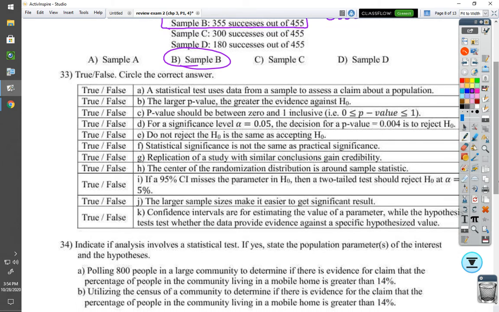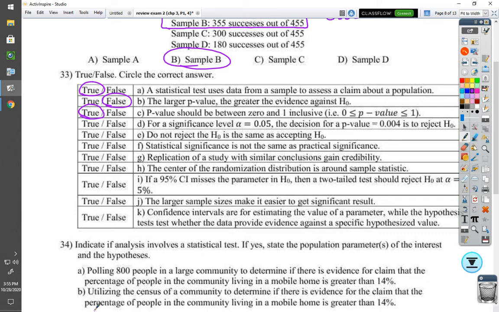A statistical test uses data from a sample to assess a claim about a population. True. The larger the p-value, the greater the evidence. That's false. It's the smaller p-value. A p-value should be between 0 and 1 inclusively. So in other words, it should be somewhere from 0 to 1. That is true on a p-value. It is false on an r-value.